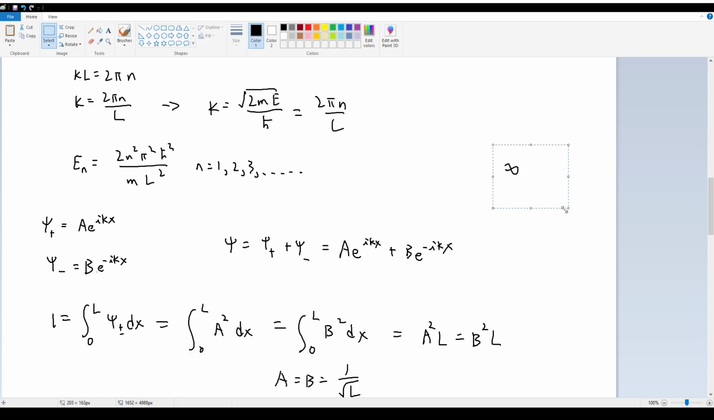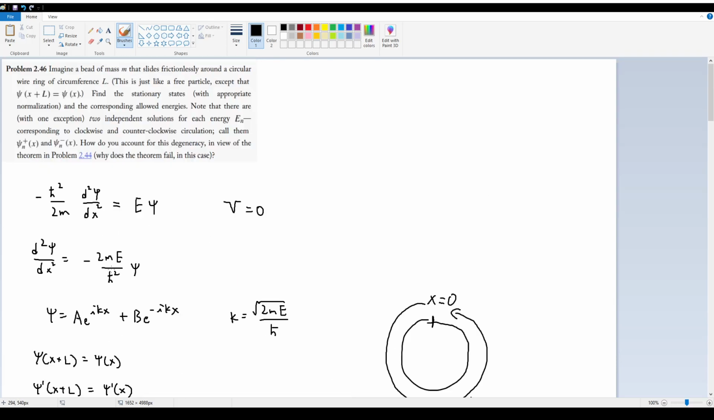They are not physically realizable. They aren't physically valid. So because of that, this degeneracy can be allowed to exist, because once again, this is not a wave function that can actually occur in real life. So that explains why there's actually degeneracy. And let's see, find the stationary states corresponding allowed energies.